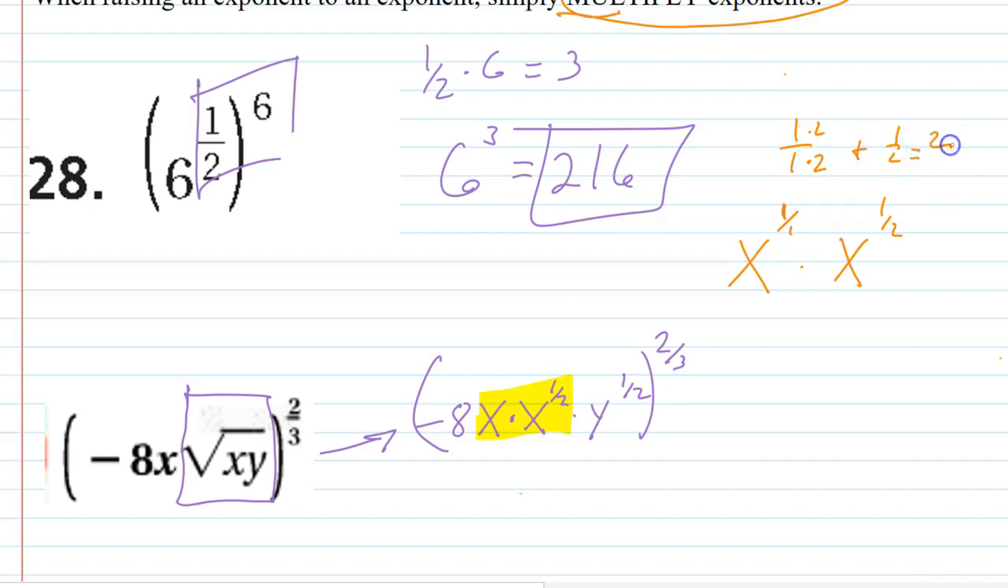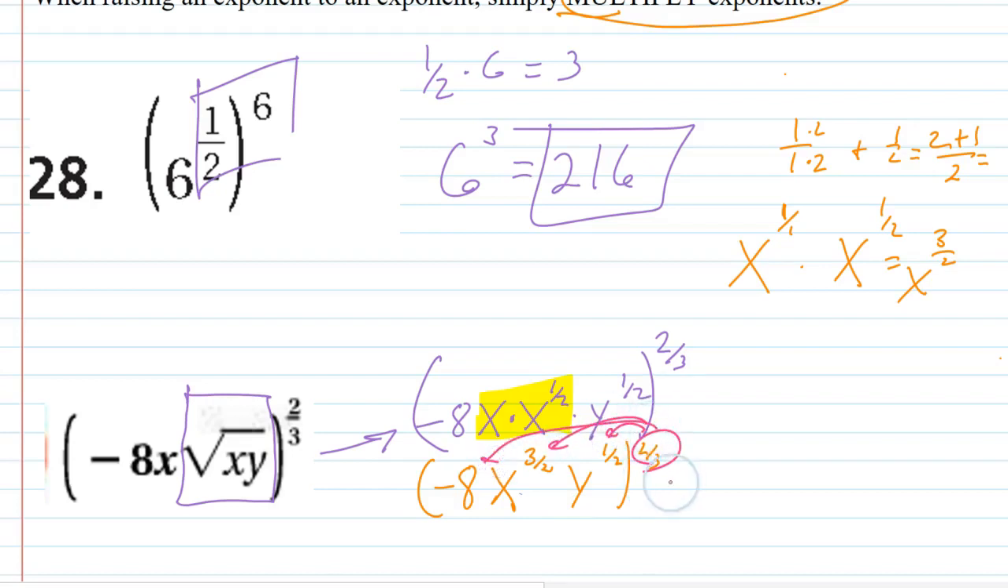That's going to give me 2 plus 1 over common denominator of 2, or simply 3/2. Now I'm going to rewrite my problem one more time. Now I can simply distribute 2/3 into all of the pieces. And that's going to give me -8 to the power of 2/3. X is going to multiply 2/3 times 3/2. And that's simply 1. And then y is going to multiply 1/2 times 2/3, which is simply 2/6.